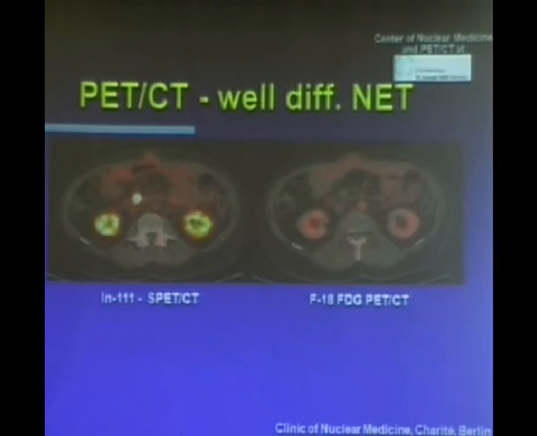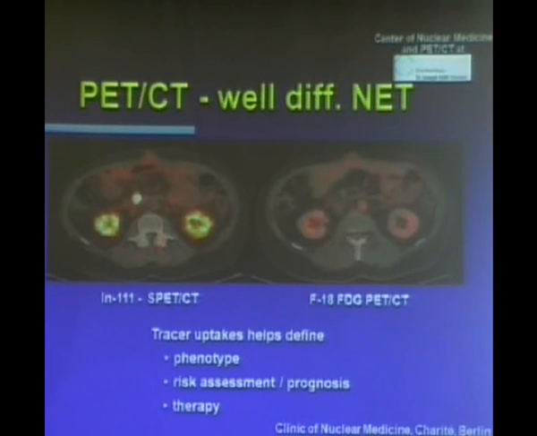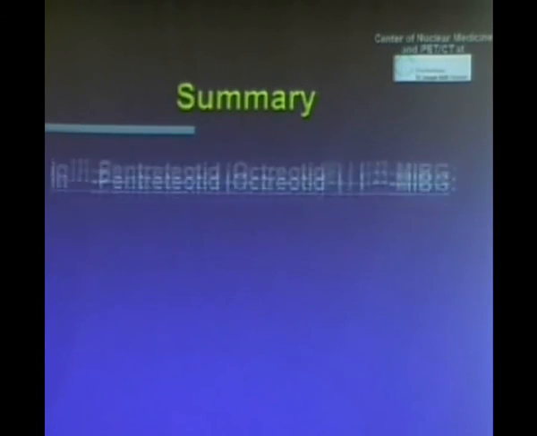And on the other side is this patient with a high-grade uptake of indium octreotide. This tumor is clearly definable, and on the other hand we can see there's no uptake in FDG PET, so this is a patient where we can discuss a radiopeptide therapy or something like this. So let me conclude that the tracer uptake, if we use FDG PET in combination with octreotide, helps define the phenotype, the risk assessment, and of course the way of therapy.